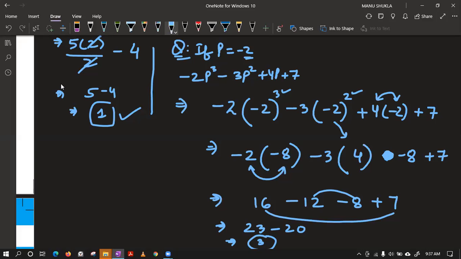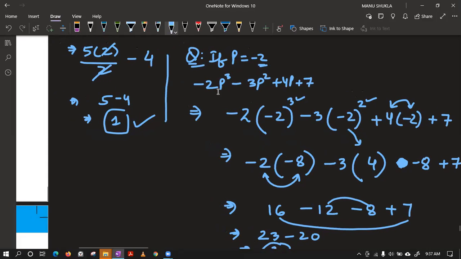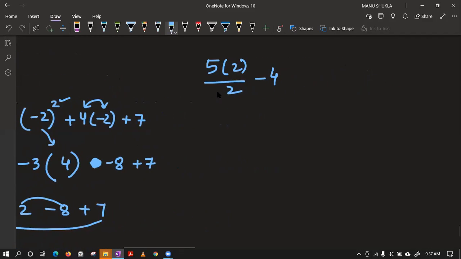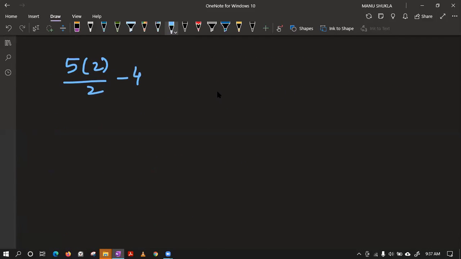We have just put the values of variable. First we have solved the powers and then we have multiplied and then simplified. Okay. Now Kritika, your doubt, let us see. Kritika is saying in that example, first question we have done, fifth part, we had 5 into 2 upon 2 minus 4. This was the question. Class, please see. I told you not to cut 2 and 4. The reason was this negative sign, because you can't cut like this. So this is wrong.